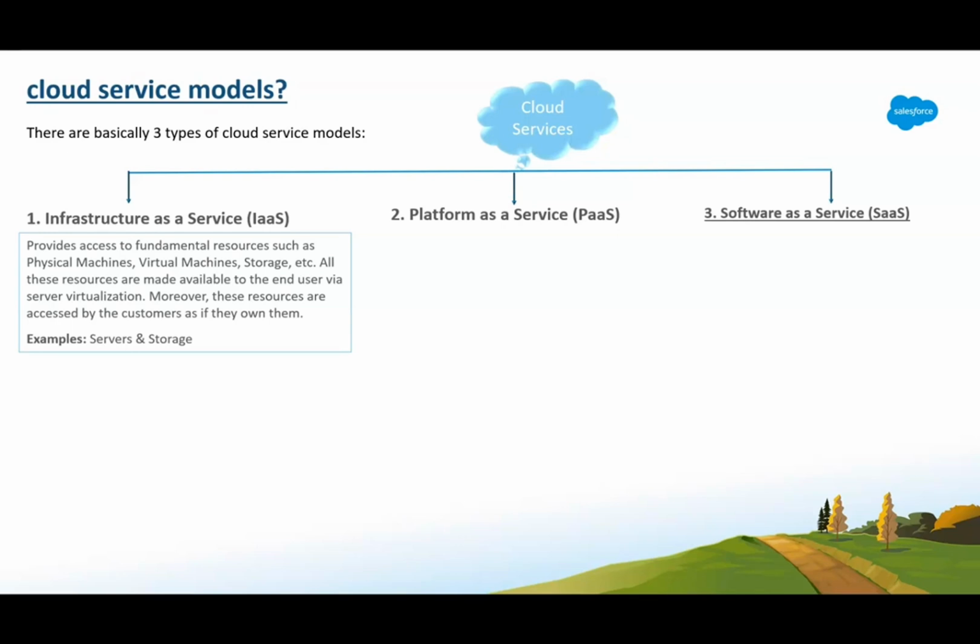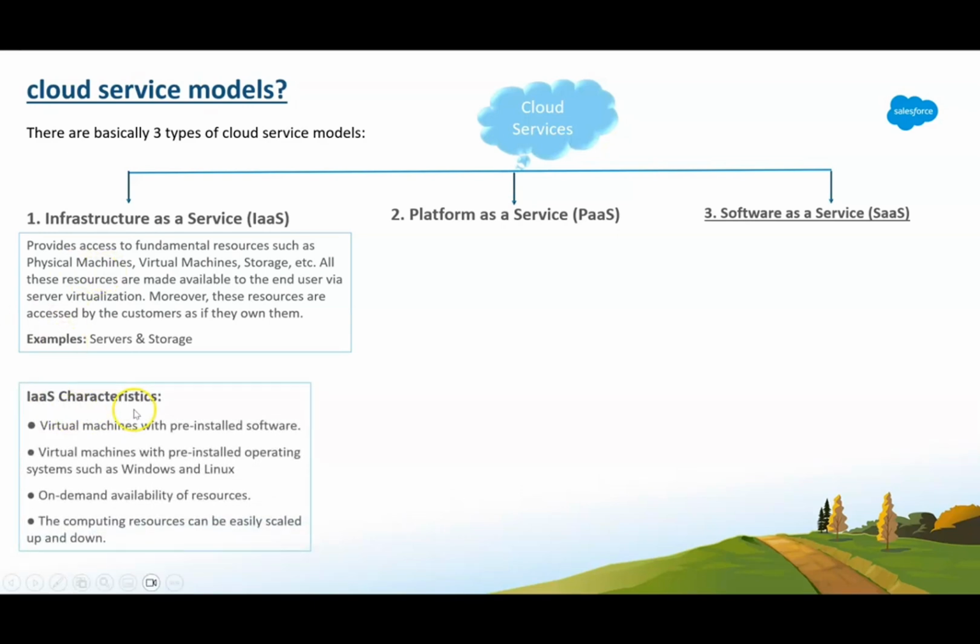These will be maintained and taken care of by your service provider, whereas application, data, and runtime management will be taken care of by the client. So if you buy infrastructure as a service, you need to take care of applications, data, and runtime, whereas servers, storage, and networking will be taken care of by your service provider.